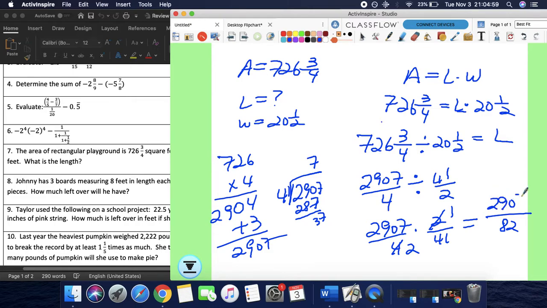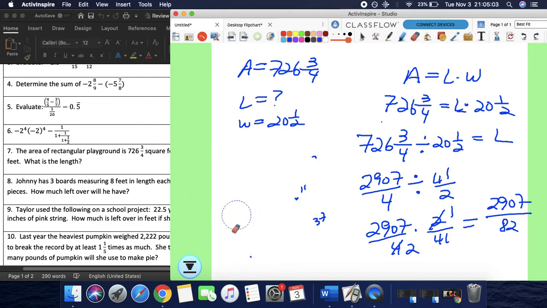2,907 on top. I'm going to try one more time to simplify that. No, you can just leave it like that. Feet, not even squared. Sorry. We want to find the length. So the length is 2,907 over 82 feet.